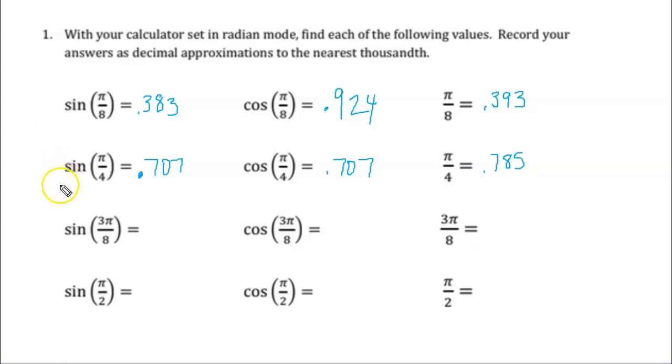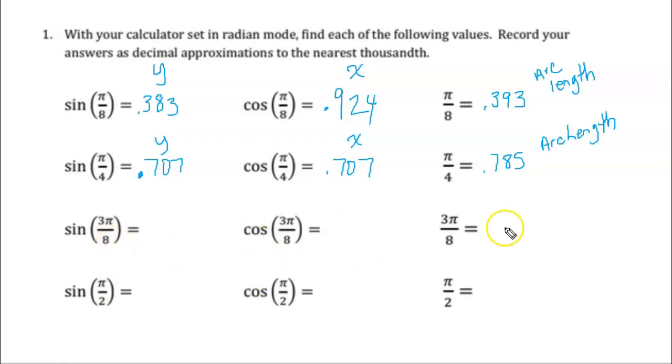One of the things that I notice is that for pi over 8, cosine was the same as the x value of the coordinate point. Sine was the exact same value as the y coordinate of the coordinate point. And pi over 8, its decimal, was actually equal to the arc length for that point. And when I match that up against pi over 4, this was also the x value, this was also the y value, and this was also the arc length.